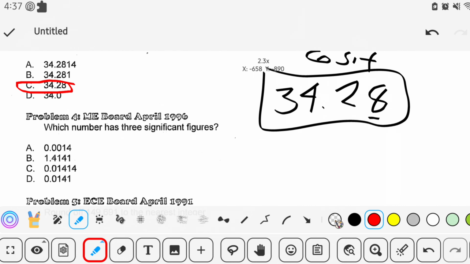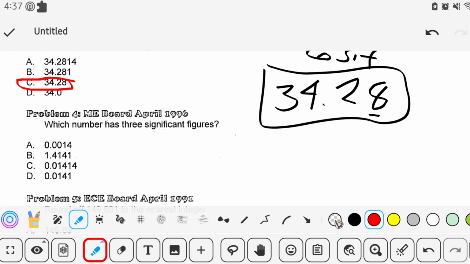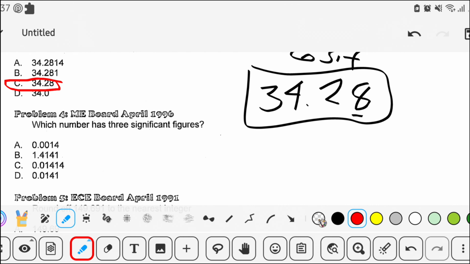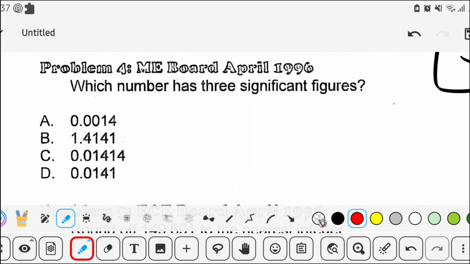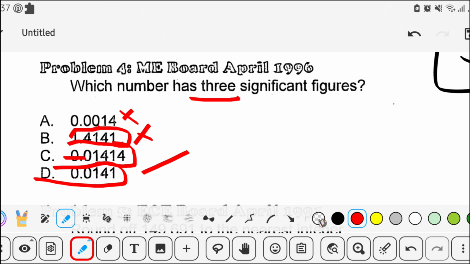So number 4. Which number has 3 significant figures? Let's check each of the choices. Letter A has only 2, just 1 and 4, so it is not. Letter B has a lot of significant figures, so that's not. Letter C has 2 leading zeros and 4 non-zeros, so that is 4 significant figures. But we're looking for 3, so the answer would be D.